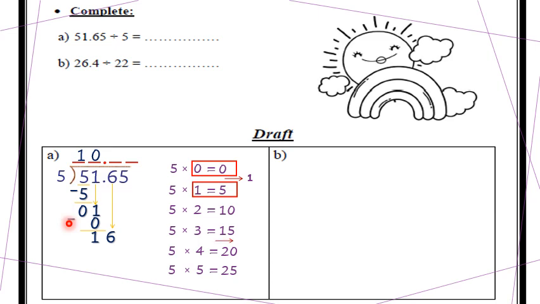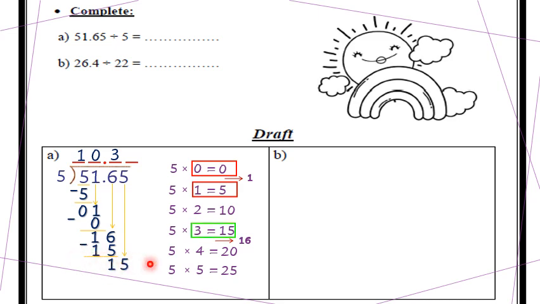So now it's 16. 16 divided by 5. Let me see here in the table. 16 is between 15 and 20. So I will choose the smallest and nearest. I'm going to write 3 up. Then 3 multiplied by 5 equals 15. Let's make subtraction. 16 minus 15 equals 1. Let me bring down 5. It will be 15. And repeat again the steps.